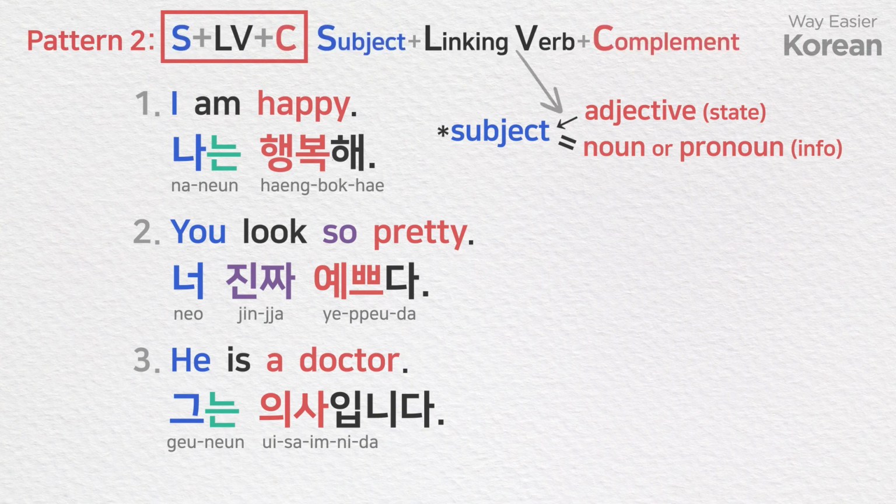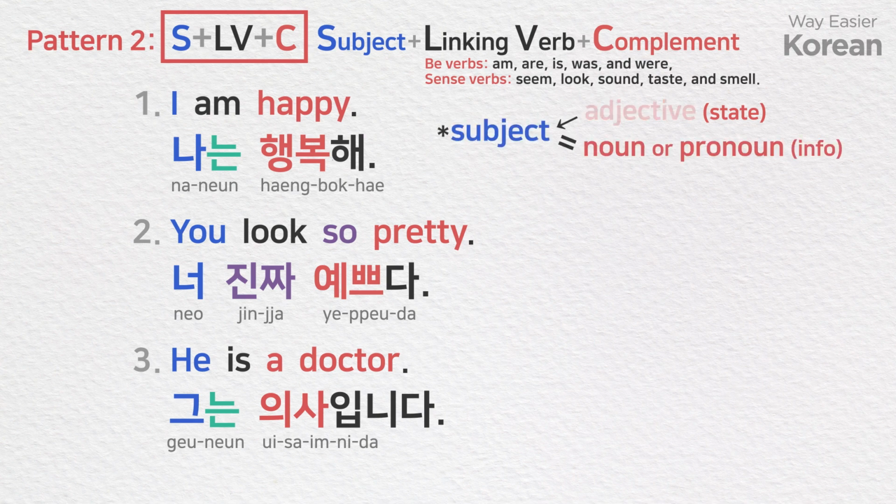Linking verbs are the types of verbs that join the subject with an adjective or another noun. Linking verbs are like be verbs such as am, are, is, was, and were, and include sense verbs like seem, look, sound, taste, and smell. The subjective complement uses a noun or pronoun to describe the subject, or an adjective to indicate the subject's state. Now, let me give you some examples of sentences in pattern 2.